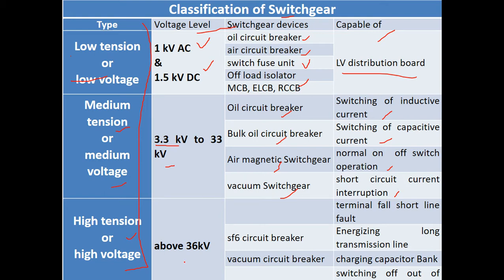As the voltage level is very high, the arcing produced during switching operation is also very high. So special care must be taken during the design of these high voltage switchgear. These breakers include devices such as the SF6 circuit breaker and vacuum circuit breaker, and these are the main components of HV switchgear.